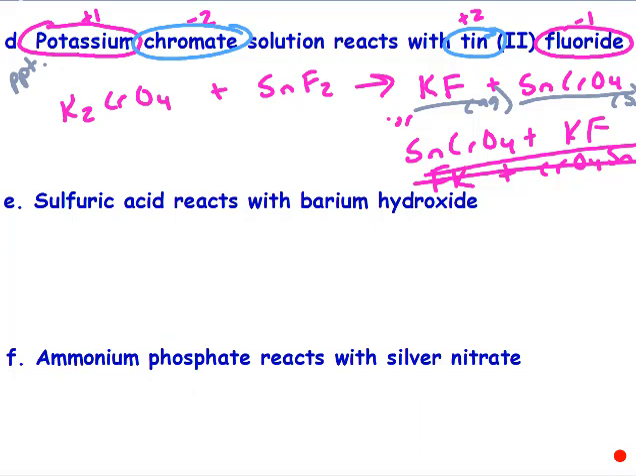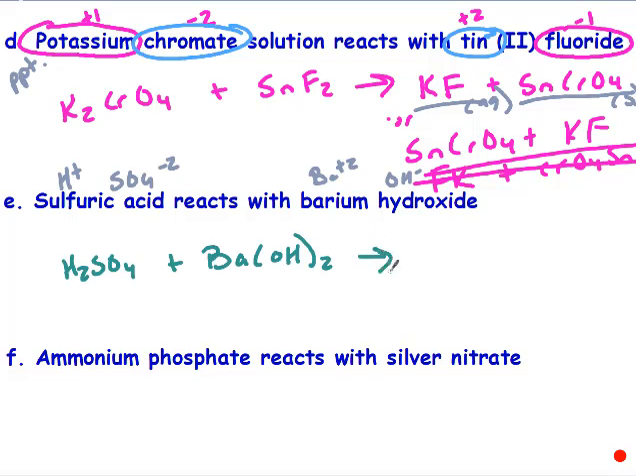Okay, pause the video and write your reactants for E. So they should have gone together like that. Go ahead and pause the video and now write your products. Restart when you have your products. So one of my products was H2O because H goes with OH to make H2O. And then barium should go with sulfate in a 1-to-1 ratio.